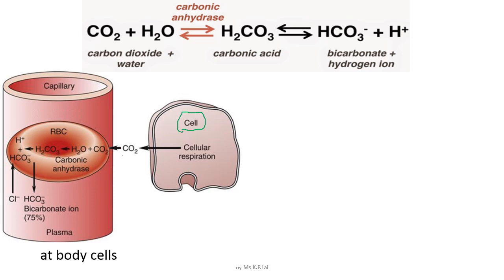CO2 is continuously produced by body cells. CO2 will move into red blood cells. Inside the red blood cells, there is an enzyme called carbonic anhydrase. It will facilitate the reaction, turning CO2 and H2O into carbonic acid.